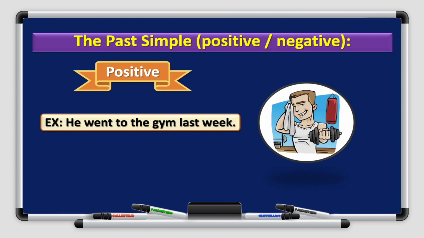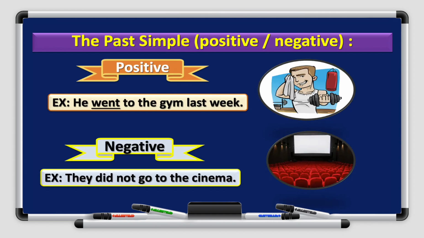Let's take this example. He went to the gym last week. What if I want to write a negative sentence? I could say, they did not go to the cinema. Did you see what happened to the verb here when we created a negative sentence? We went back to the base form of the verb when writing a negative sentence for the past simple.